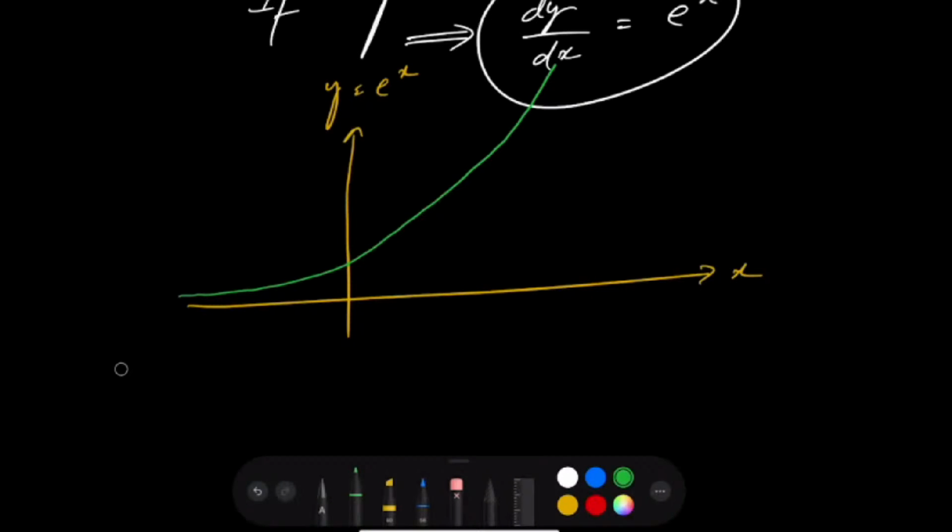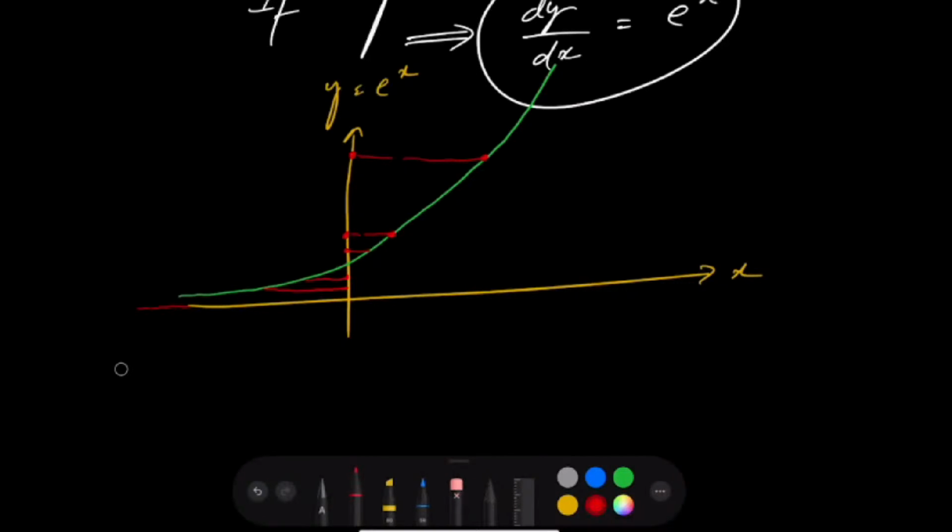So notice, this is the value, right? As the value is increasing, slope is becoming more. As the value is decreasing, slope is becoming less. Here slope is lesser. Here slope is lesser. Note that this graph doesn't exist below the x-axis. That means the value is never negative. So slope is also never negative.